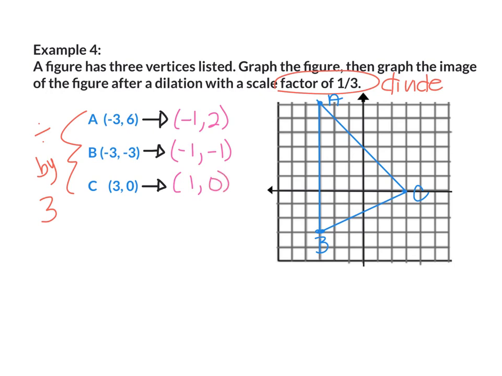Now let's plot our points. So A, -1, 2. Start at the origin, go left 1, up 2. That'll be A prime. Now for B, -1, -1. Start at the origin, go left 1, and down 1. That'll be B prime. Now C, 1, 0. Start at the origin, go to the right 1, and we stop at 0 because it's at 0. So that'll be C prime. Now let's connect our dots.